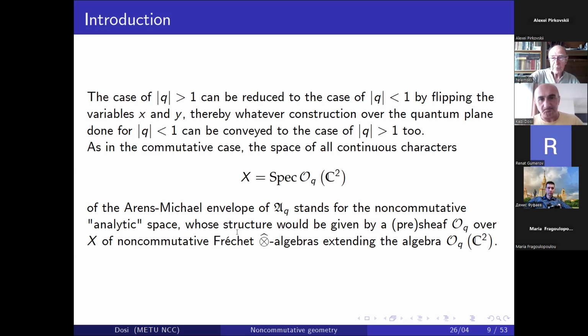Okay, so what we did in the commutative case, let's look at the space of all continuous characters of the Arens-Michael envelope, O_Q(C^2). Yeah, well, it should be like sort of our analytic space, right? And we are planning to build up some presheaf of non-commutative Fréchet algebras extending this algebra. That's our main target.